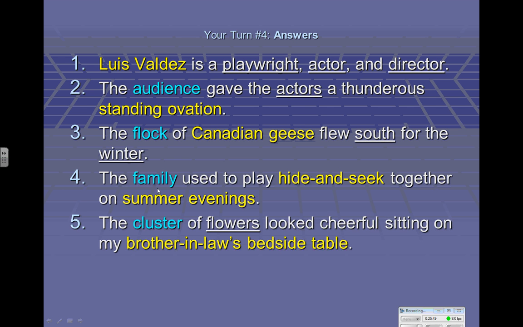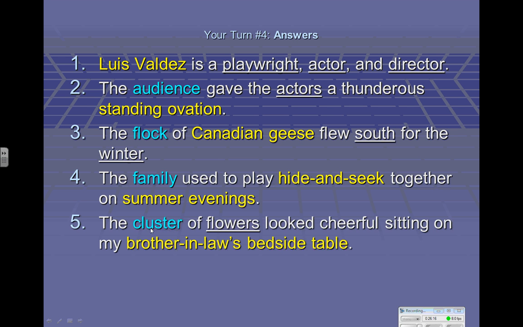Number four, family is collective because, as we learned from our review, it refers to multiple individuals, even though it's singular. You should also have on your paper hide and seek and summer evenings. That's because both of these are composed of more than one word. They are compound nouns. This is the name of the game that they are playing, and this is the time and place where this is happening, summer evenings.